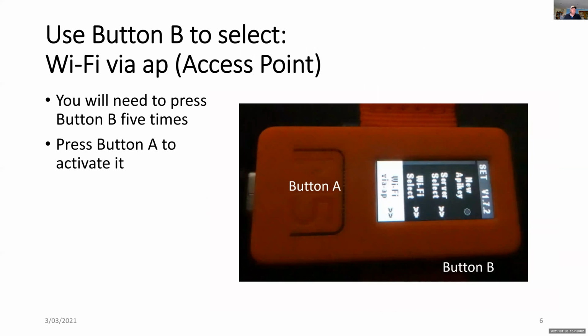With button B, once you get the menu, you then select the Wi-Fi via AP, which is on the screen here. You can only get that by scrolling across and using button B to scroll. Once you've highlighted it, press button A to activate it.